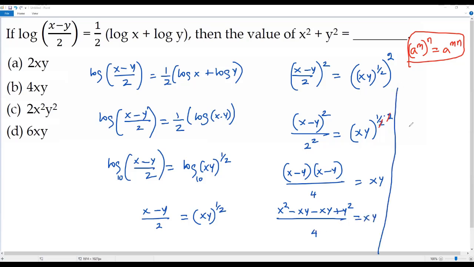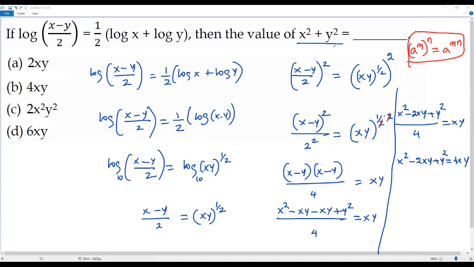Okay, let me continue over here. Now we can combine the negative xy terms, which becomes negative 2xy. So I get (x² − 2xy + y²) over 4. On the right side we have xy. To get rid of the denominator 4, I multiply both sides by 4. Then I'll be getting x² − 2xy + y² equals 4xy. This 4 will be cancelled, and when I multiply the right side by 4, it becomes 4xy.